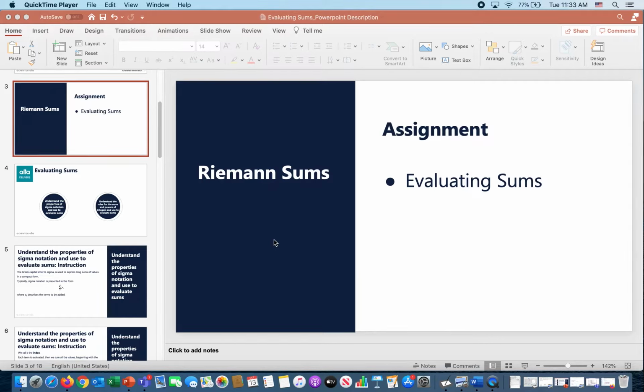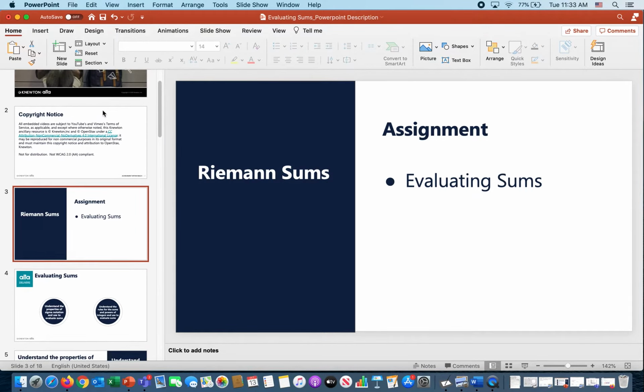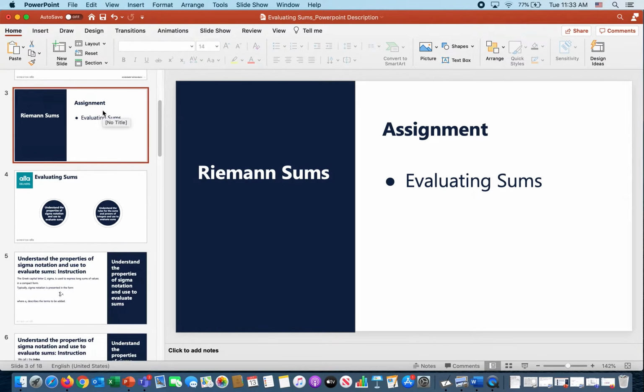So we're taking a look in this PowerPoint at how to evaluate sums. There's not a lot of calculus involved in what you're doing here. It's really more about notation and understanding what the symbols mean. Okay, so now the reason we're looking at this is that we're going to be using this as a foundation for really what we do in Chapter 5.